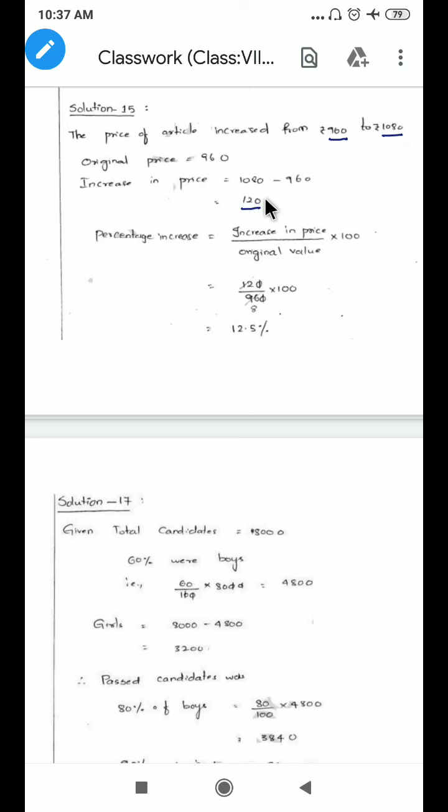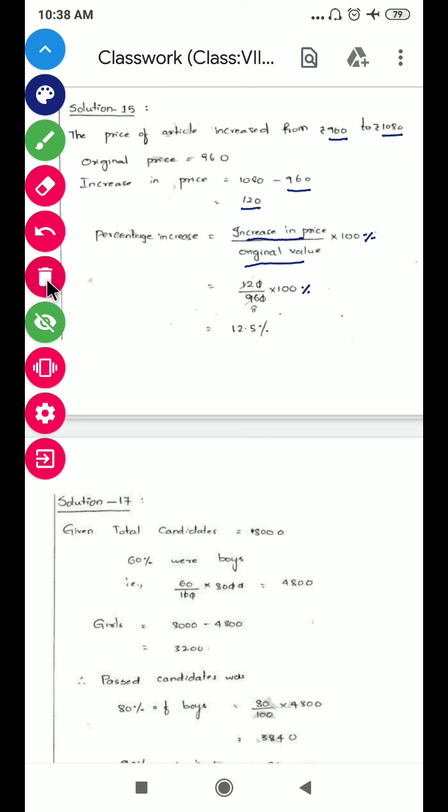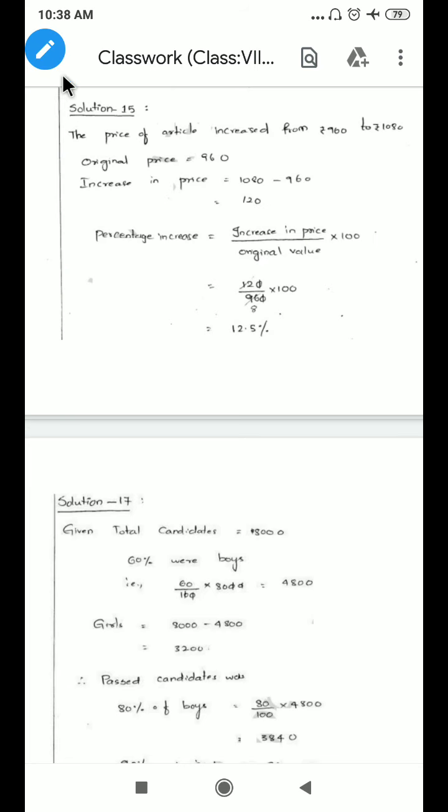So how much percent is the increase? Firstly, in the numerator, the increase in price, that means 120, upon the previous price, that means the original price, 960, into 100, that means 100%. Just cancel out and you will get the answer. Now go to the next problem, question number 17.